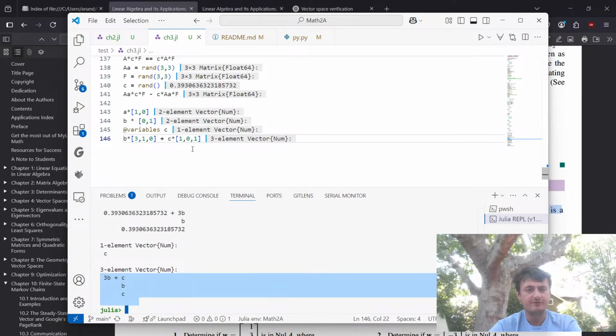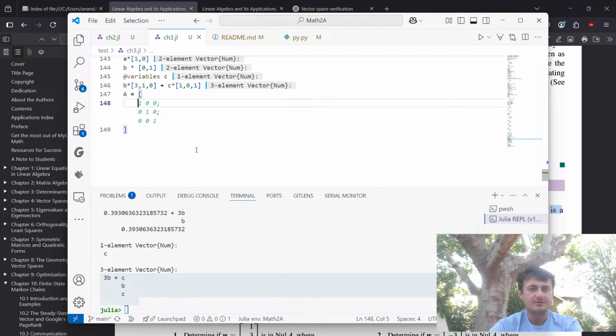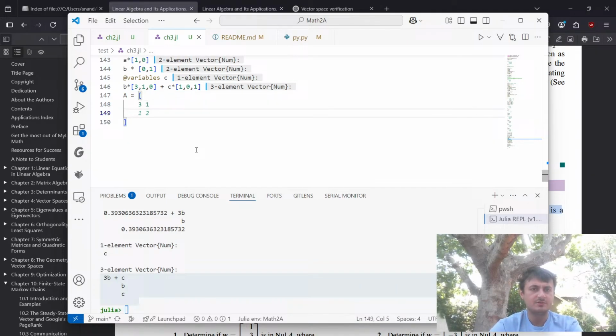Okay, so we've expanded this out. So now we can write a as (3, 1, 0)... oh wait, what am I doing? Yeah, (3, 1, 0) and (1, 0, 1).